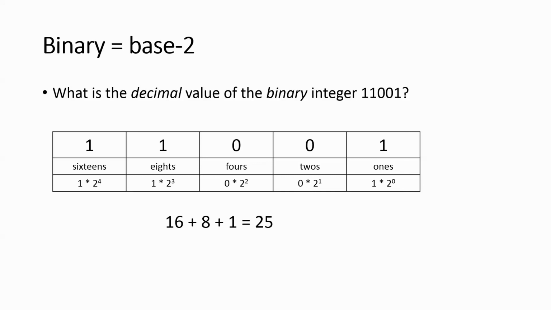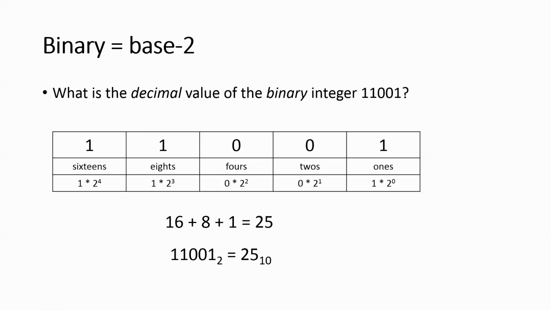So a shortcut in binary is that each digit is always going to be 1 or 0, and you don't really have to worry about the zeros because it's always going to be 0 times whatever the weight is there. So the shortcut is to just add the places that have a 1. So we would add 16 plus 8 plus 1 to get the decimal value. And we can see that 11001 in base 2 is equivalent to 25 in base 10.